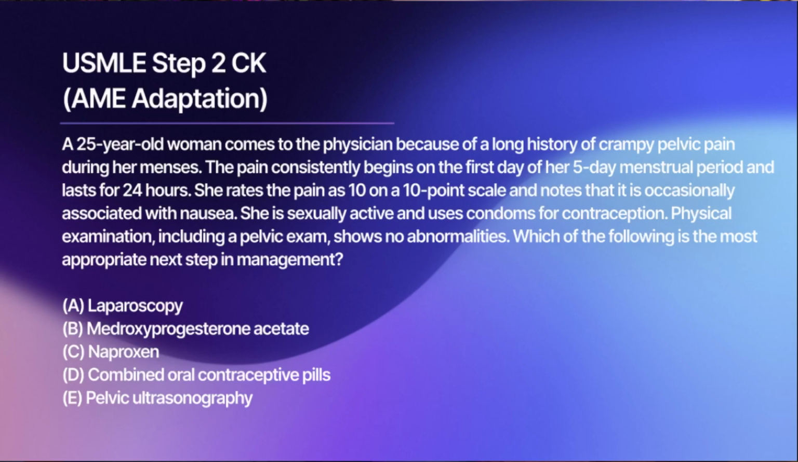She is sexually active and uses condoms for contraception. Physical examination, including a pelvic exam, shows no abnormalities. Which of the following is the most appropriate next step in management? Now, was the sexually active and uses condoms for contraception in the previous vignette? It wasn't, but it's very important.